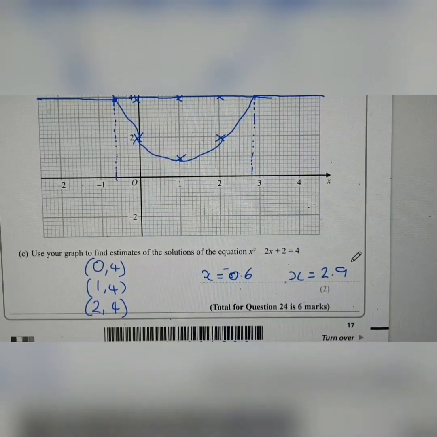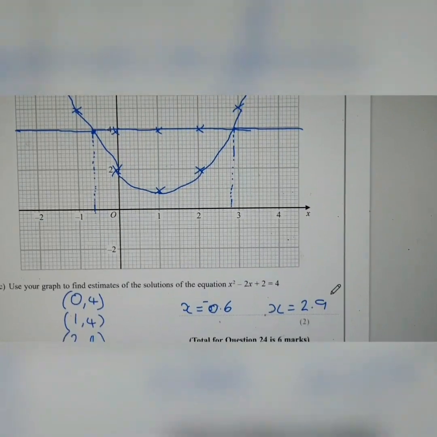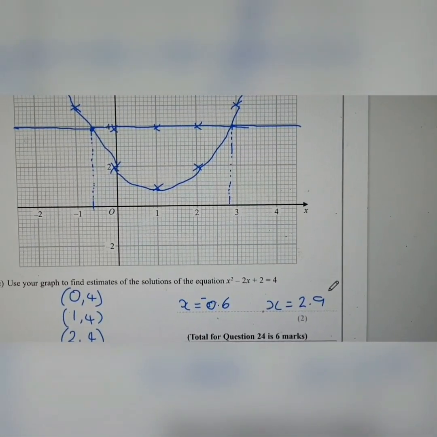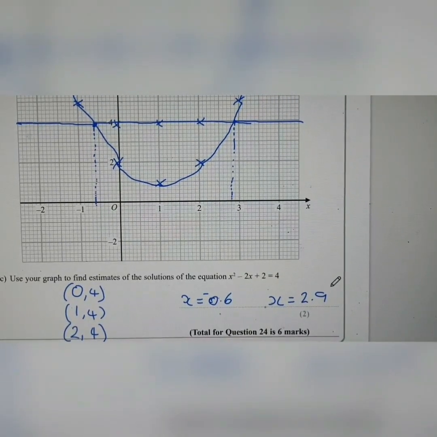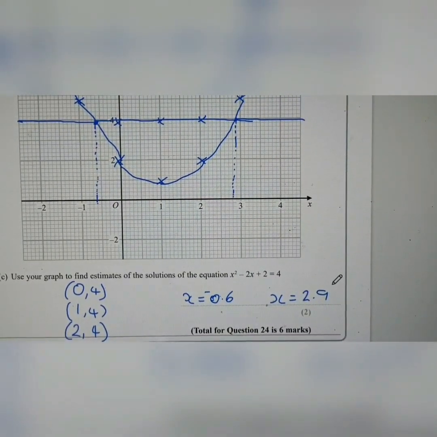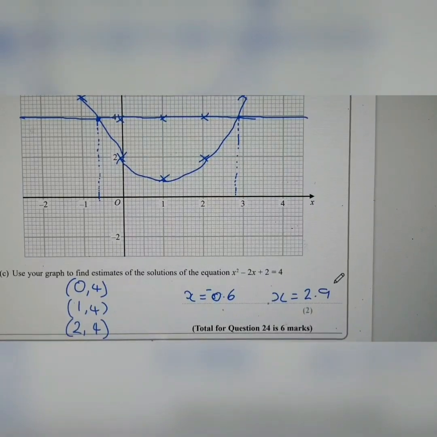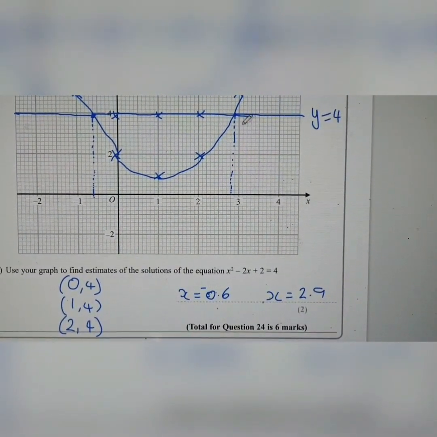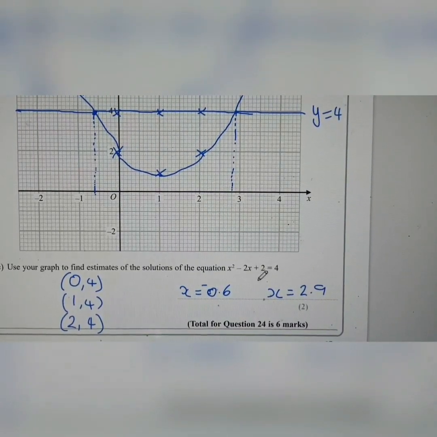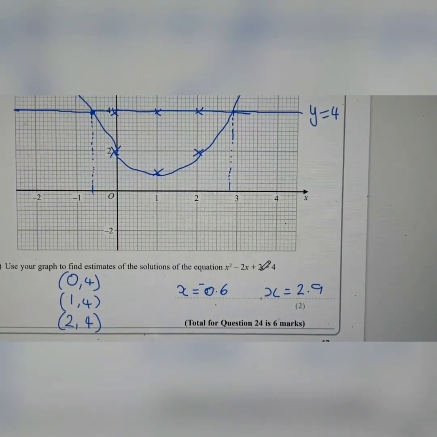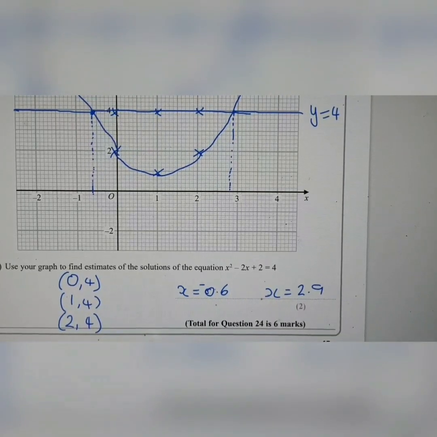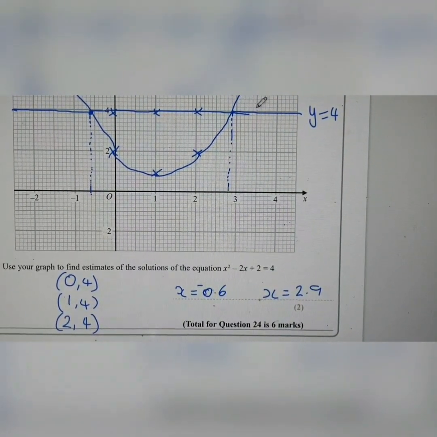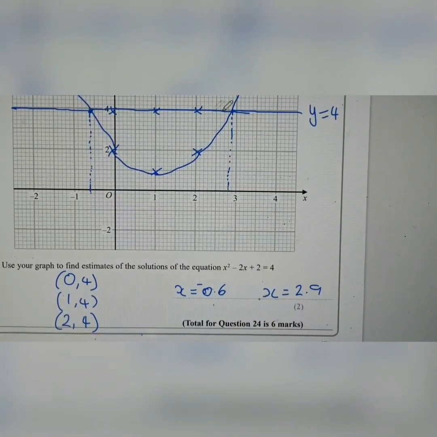You would need to show how you got those values by plotting the coordinates and completing the y is equal to 4 line. So the y is equal to 4 line is here. This was the original curve that we plotted, which is x squared minus 2x plus 2. And where this curve equals y is equal to 4, therein lies my two solutions for x.